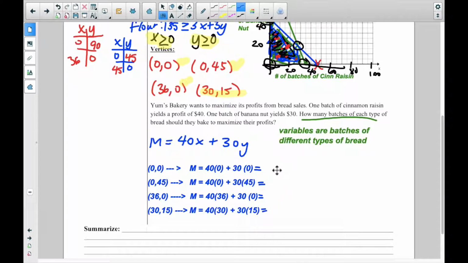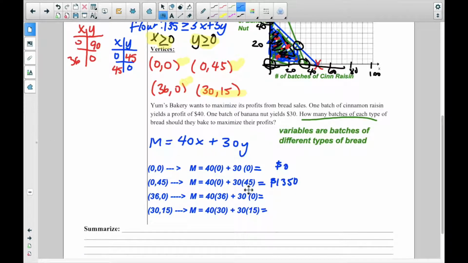Well, the first one is easy. That's going to give me $0, which if you're trying to maximize profits, that's not going to win. That would win the minimum, and sometimes it asks you to minimize. So that would be the minimum. But in this case, it's not the maximum. All right, if I plug in 0.45, I'm going to work that out.